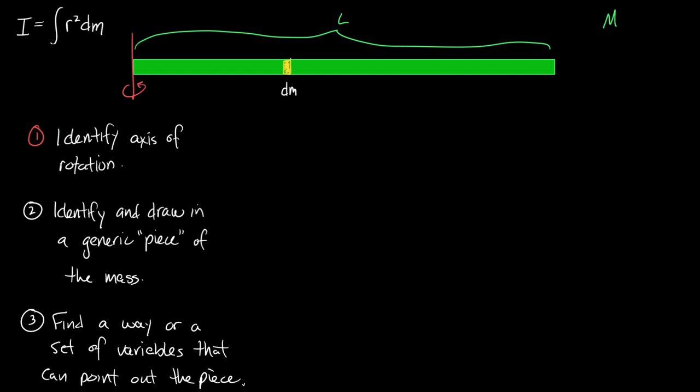It's probably going to take one value for a one-dimensional object, two values for a two-dimensional object, and three values for a three-dimensional object, right? For this one, I can probably just use x and say that my object is x away from the axis of rotation. But if it was a two-dimensional object, I might need an x and y, or an r and a theta, right? I'm choosing coordinates that can point out where the object is.